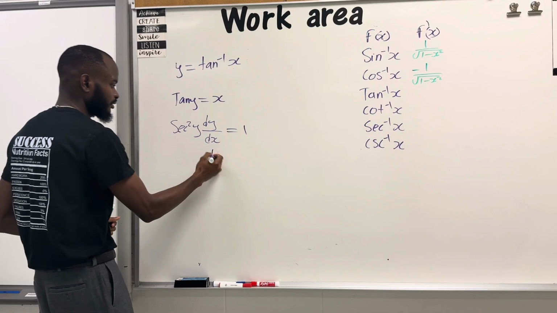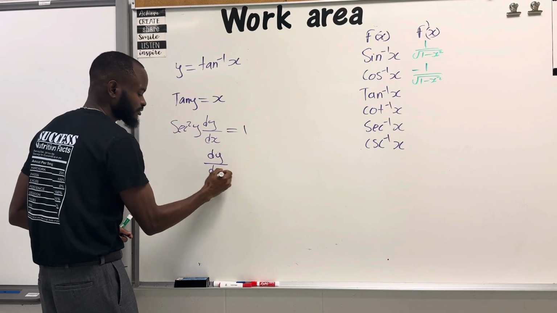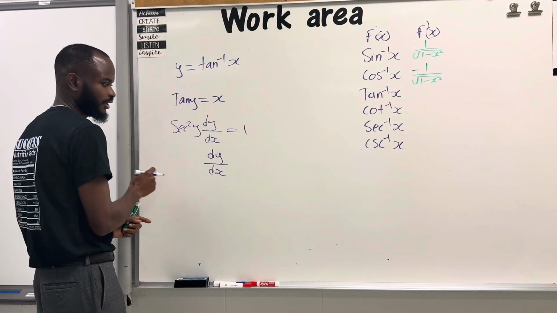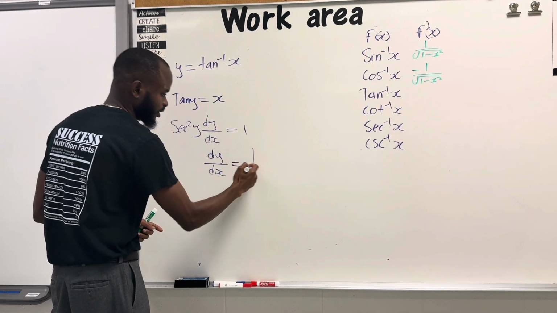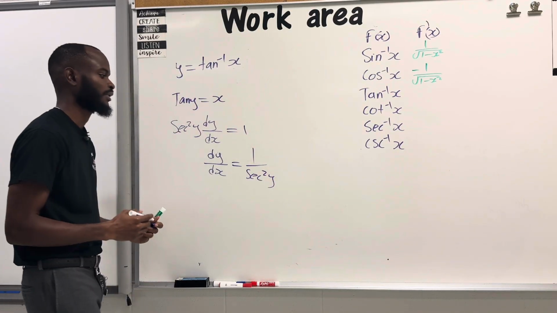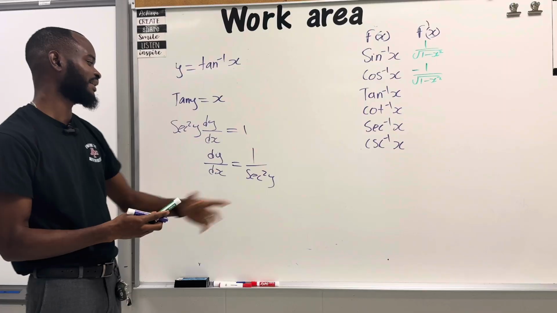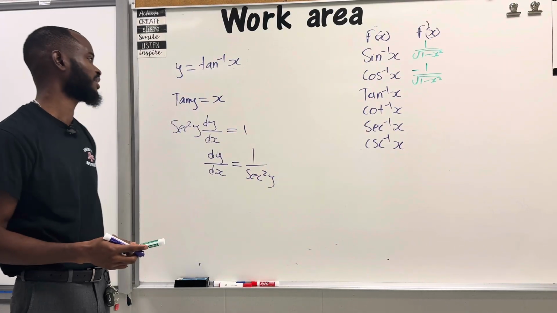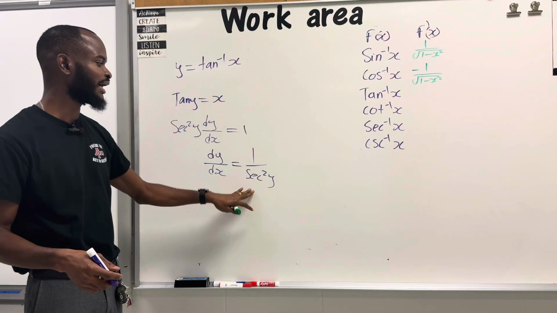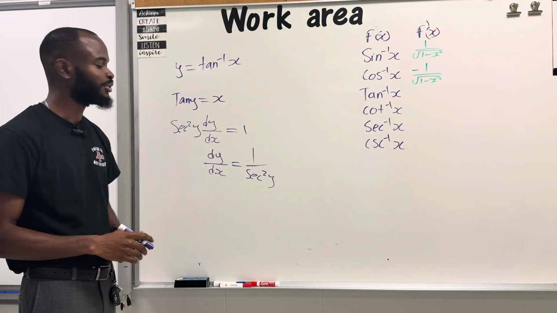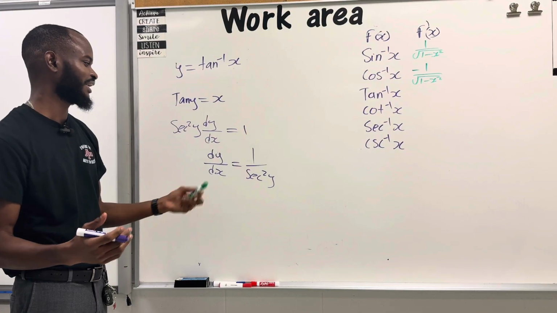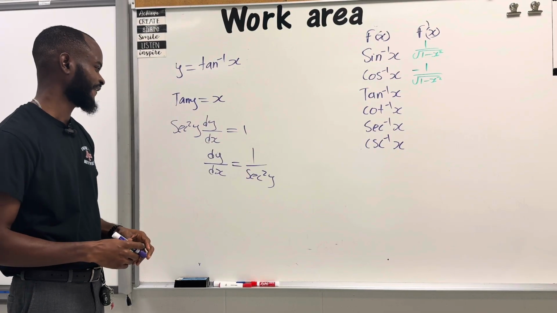Now dy by dx, because we're going to be dividing by secant squared y on both sides, is equal to 1 over secant squared y. And again, we need to represent secant squared y in terms of x. So to do that, the trigonometric identity would be really easier to use than the triangle, because the trig identity just gets straight to the point, right?